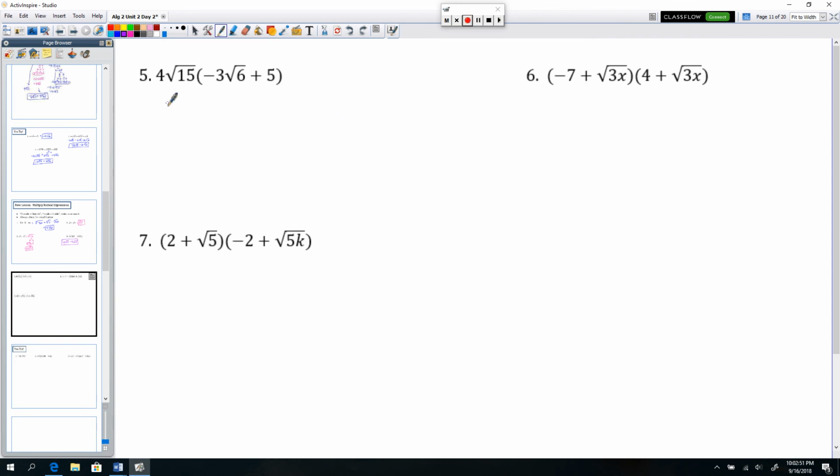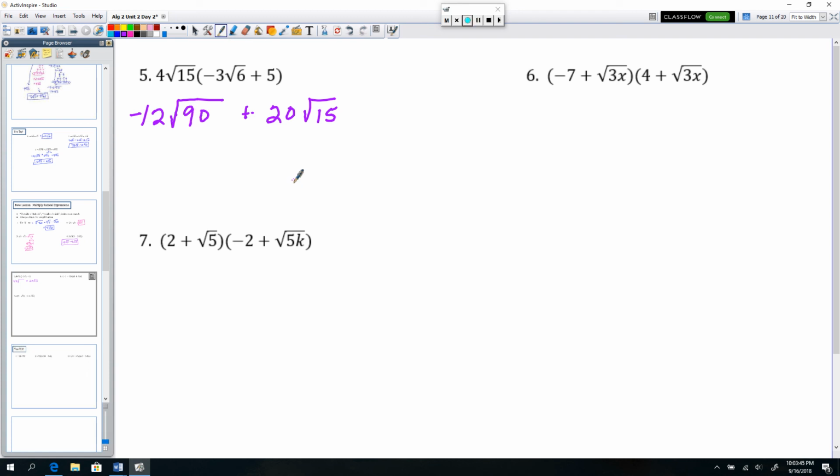Let's distribute again. Remember, outside times outside, that's -12. Inside times inside, that's square root of 60. Plus 20, 5 times 4 is 20, times the square root of 15. Now, oops, this was 90, sorry about that. Fix that real quick. 15 times 6 is 90, sorry.